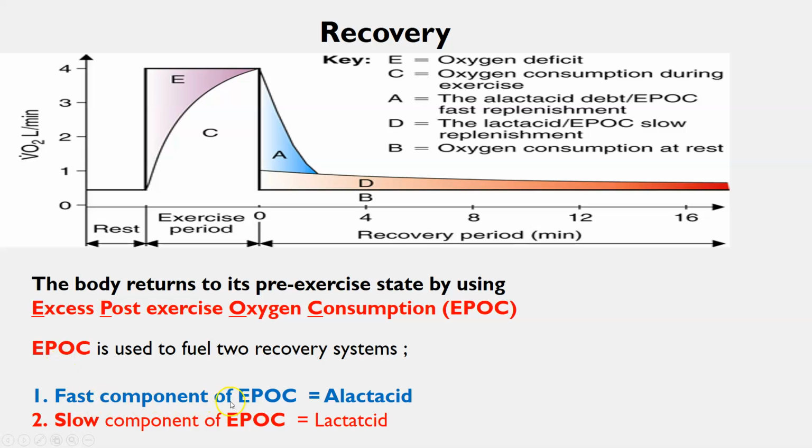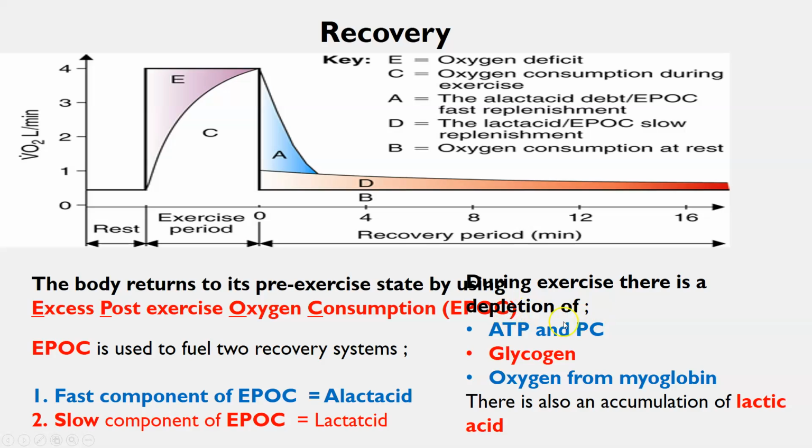The first and fast component of EPOC, also known as the alactic acid component. Basically, this means before lactic acid, so without lactic acid. And then the slow component of EPOC, lactacid, which is with lactic acid. So, during exercise, there is depletion of ATP and PC stores, which we should be aware of. It's the first things that actually go, and oxygen and myoglobin stores, as well as glycogen and lactic acid. The blue is what we're going to be going on about today with regards to the first and fast component of EPOC, and in red, glycogen and lactic acid. They're more of a slower component of EPOC. That takes a longer period of time to resynthesize our glycogen stores and to remove this lactic acid.